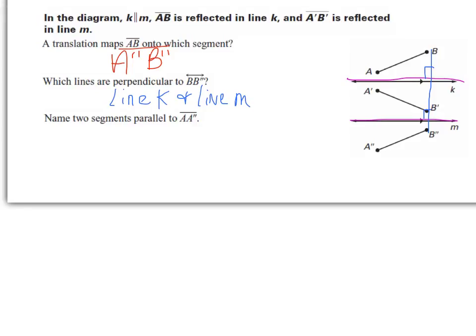Lastly, name two segments parallel to A double prime. So for A double prime, some lines that are parallel to that would be right here, so B prime, and we can say B double prime. So B and then B double prime, because if they started out being the same distance away, they're going to be the same distance away in the very end. So we've got a couple different line segments there that are parallel.